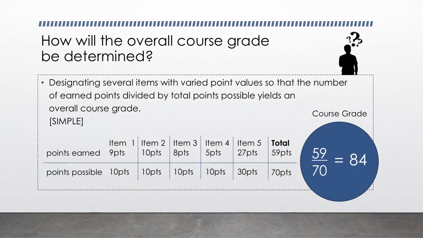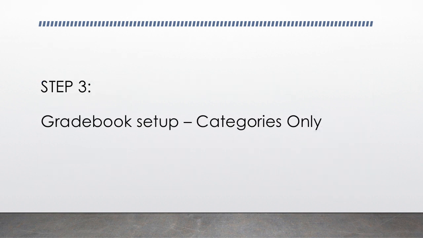This concludes the section on how to set up the gradebook using the simple method. Using this setup, a student's score will be calculated based on a simple division problem: total number of earned points out of total points possible. If you want to organize the gradebook a bit more, then continue on to the next step: categories. Step 3. Gradebook setup using categories.